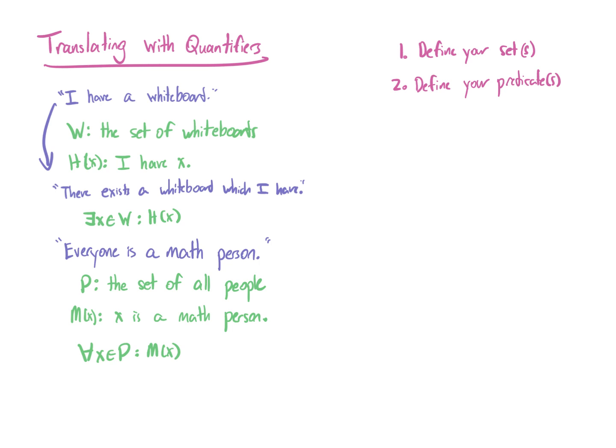So translating from English sentences into quantifiers is not necessarily always this straightforward, but you always, always, always want to start by defining your sets and defining your predicates.